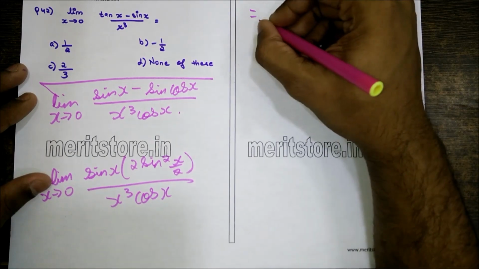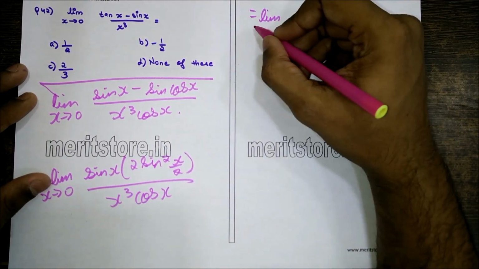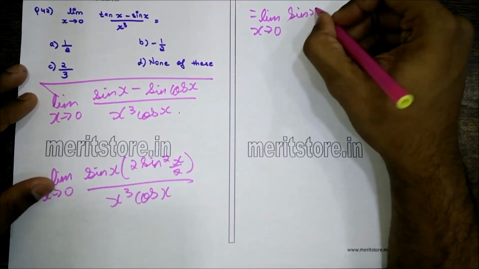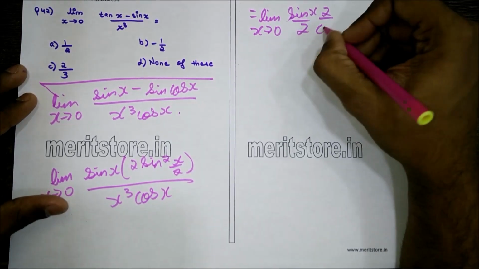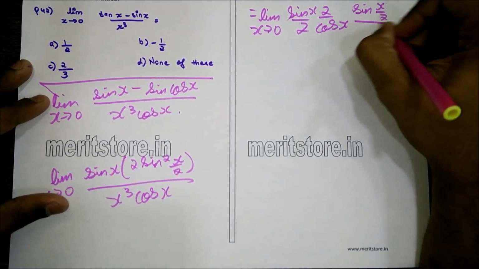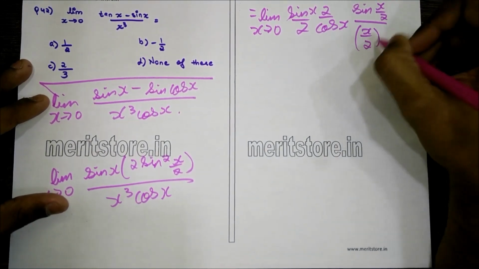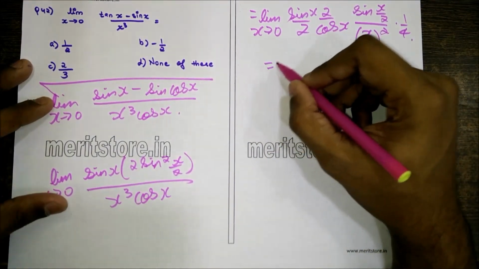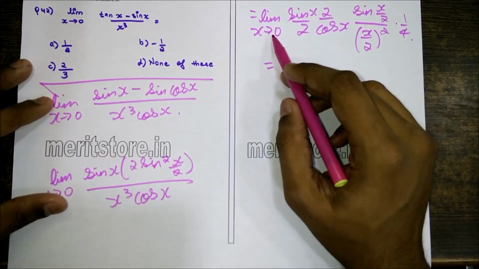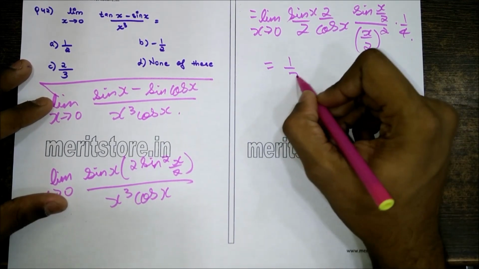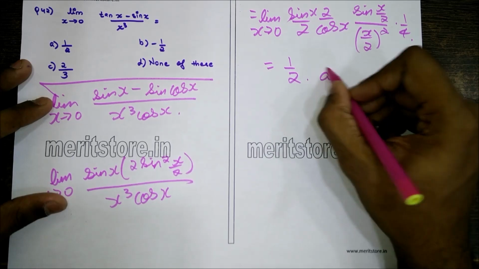So now we could write limit of x tends to 0 of (sine of x by 2 upon x by 2) into 2 by cos x into (sine x by 2 upon x by 2) the whole square into 1 by 4. Now when we apply the limit of x tends to 0 into this part, we get the answer 1 by 2, which is option A.